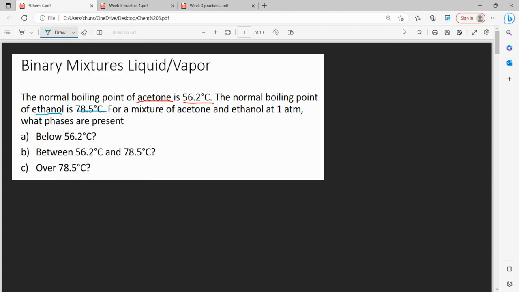So to answer this question, both will remain liquid because acetone has not yet reached the point where our liquid turns to vapor, and nor has our ethanol. So then this is liquid phase for both.